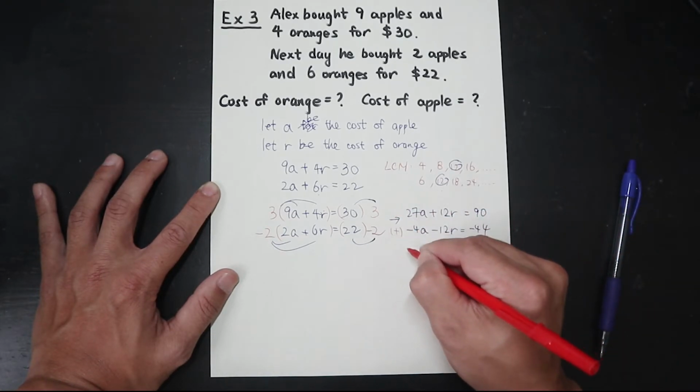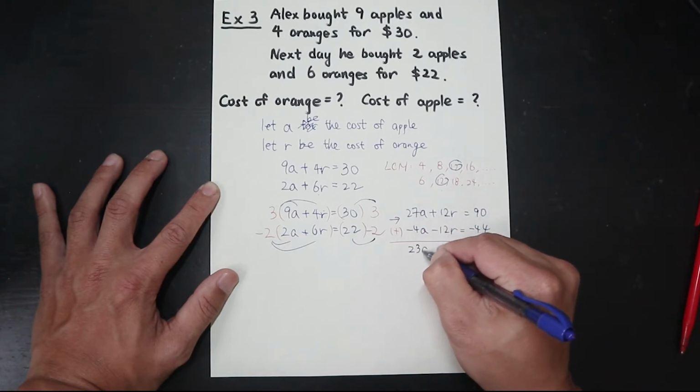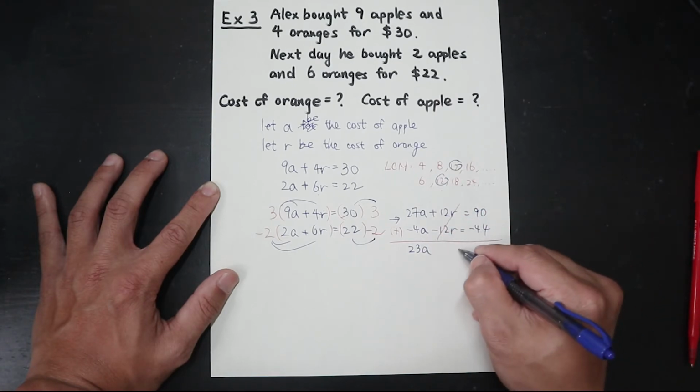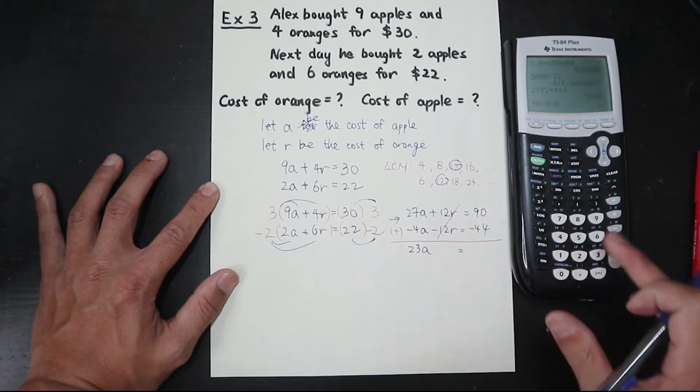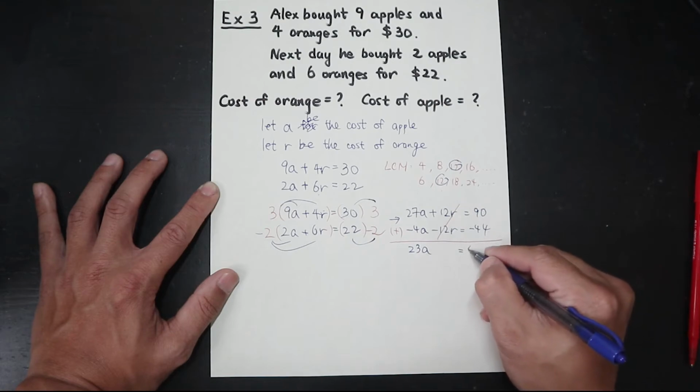So let's add them. 27A plus negative 4A is 23A. The 12R and negative 12R cancel. And then 90 minus 44, what is that? Well, just in case, I could use a calculator. 90 minus 44 is 46, right? 46. Now, let me ask you this.